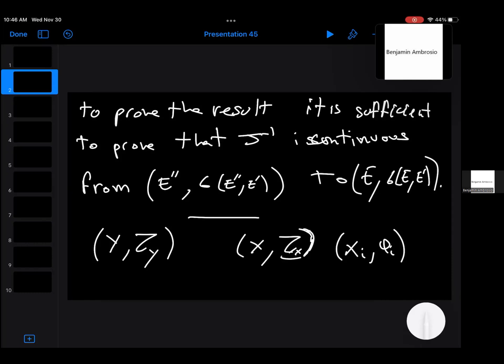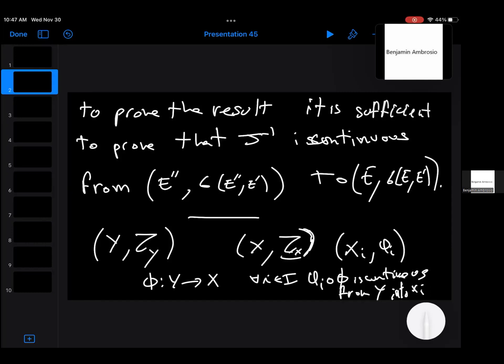Okay, then this is a little exercise. You can say that if you want to prove that an application capital phi is continuous from Y to X, this is equivalent to proving that for all I, phi I composed with capital phi is continuous from Y into X I. So that's a general result. You can prove that as an exercise.